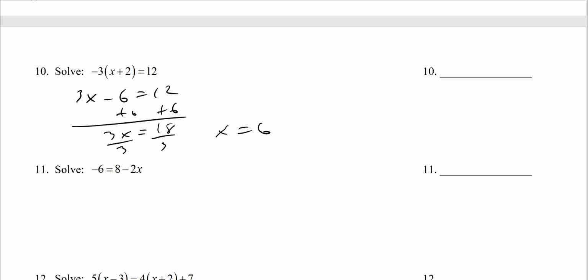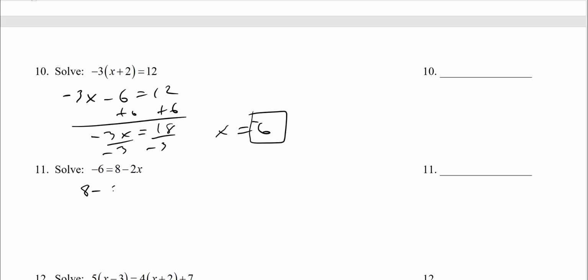I lost a negative here. See, let's leave that. That should be a negative here. Okay, so it's negative 3x minus 6. So, sorry, last step, I divide by negative 3. So my answer is negative 6. Sorry about that, okay?